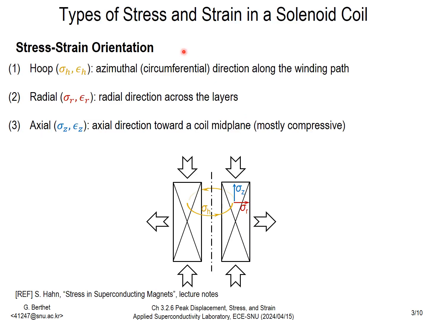First of all, in a solenoid, usually cylindrical coordinates are used because of the symmetry and rotation shown by the line in black. There are three directions for stress and strain in a solenoid. The first ones are the hoop stress and strain. They are in the winding direction, so they follow the yellow circle here. The second are the radial stress and strain. They are perpendicular to the symmetry axis and follow the red arrow. The last ones are the axial stress and strain that are parallel to the axis of symmetry.